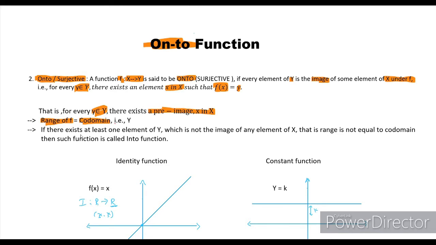So if there exists at least one element of Y which is not the image of any element of X, that is, any particular element of Y is not mapped to any element of X, then range is not equal to codomain and the function is called into function. If a function is not onto, the function will be an into function.